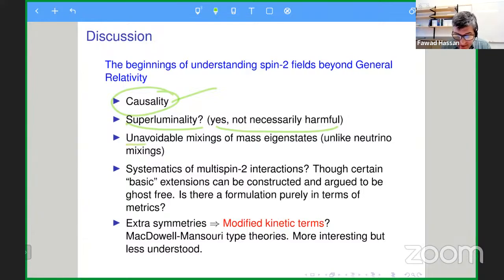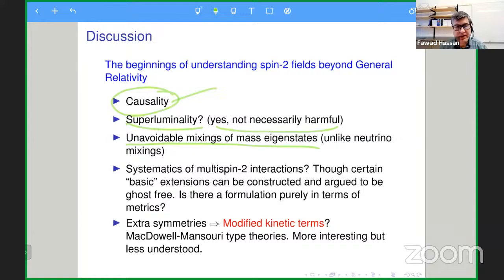A feature of this theory is the unavoidable mixing of mass eigenstates. In the standard model, we know that quarks and in particular neutrino masses mix, but that's a feature that we need to put in by hand because nature requires that.